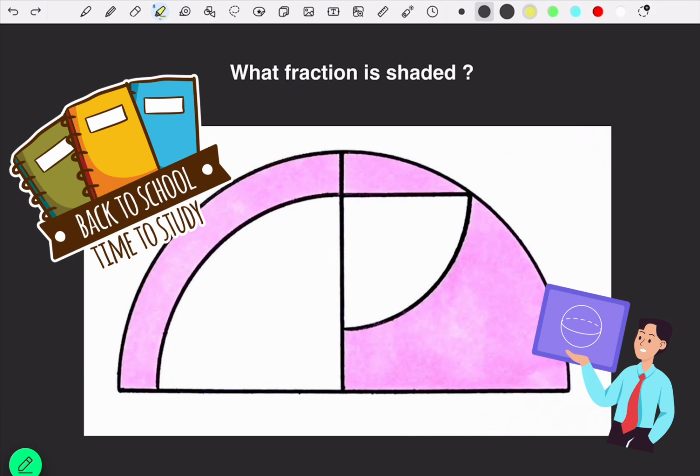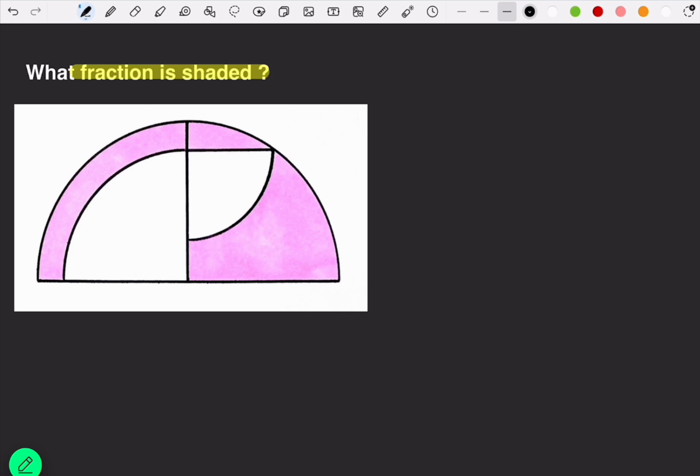If anyone is interested, try to solve this question and comment down the answer. In this question, we have to find the fraction of the shaded area. We have to find the ratio of the area of the semicircle to the area of the shaded part, which is shaded in pink color. For our understanding, I am dividing this diagram into three parts.